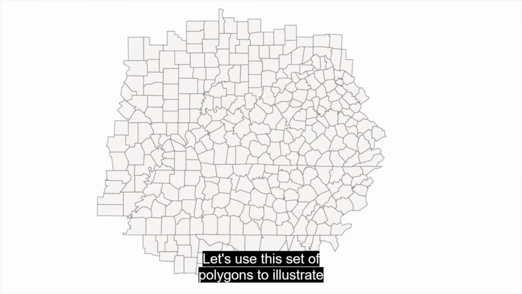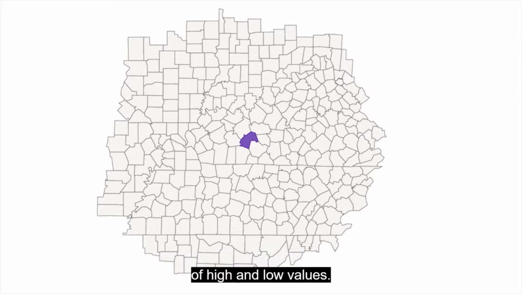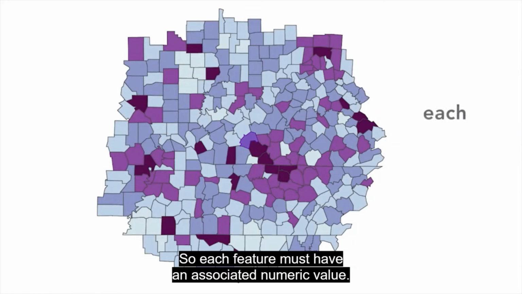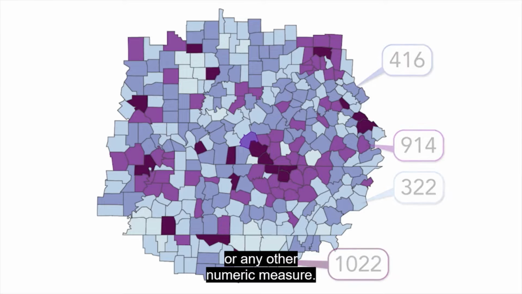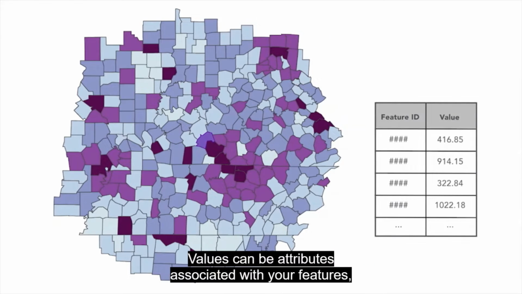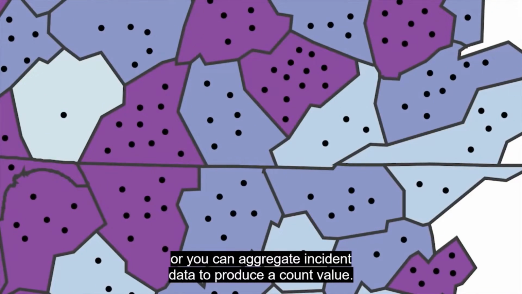Let's use this set of polygons to illustrate how a hotspot analysis works. First, let's get clear on some terms. Each polygon in this dataset is called a feature. With the hotspot analysis, we're looking for clusters of high and low values, so each feature must have an associated numeric value. The value can be something like a count, a rate, an average, or any other numeric measure. Values can be attributes associated with your features, or you can aggregate incident data to produce a count value.